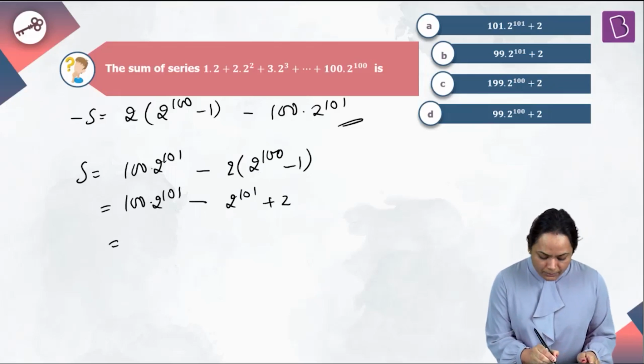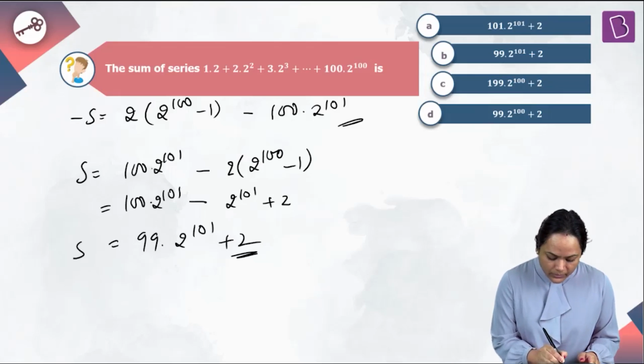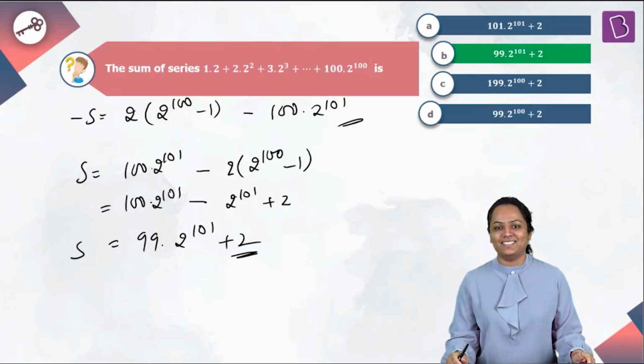Further, when you want to simplify, it will become 99 into 2 raised to 101 plus 2. This will be the value of s. And if we see the options, we can say B is the right answer. Have you understood? Very well.